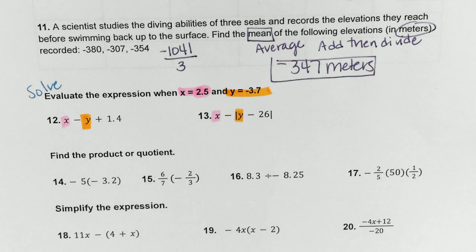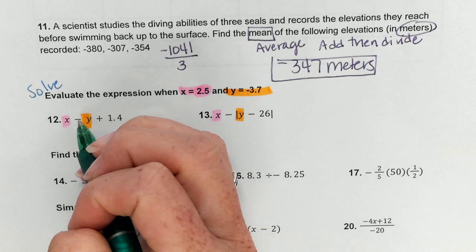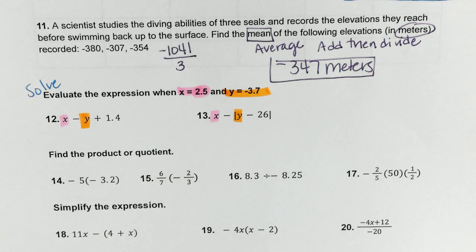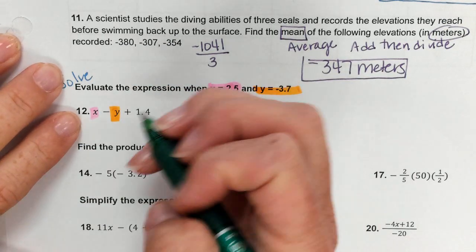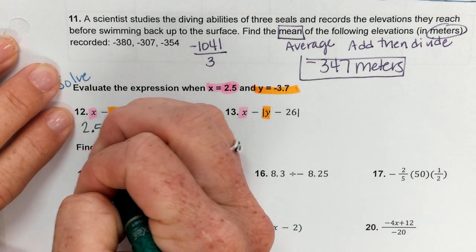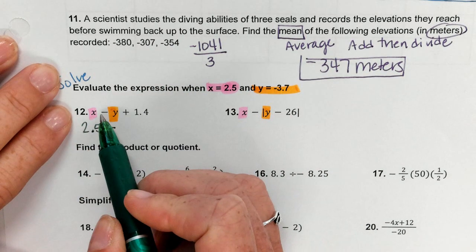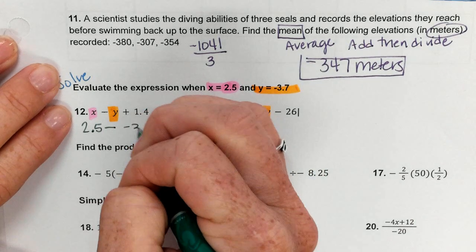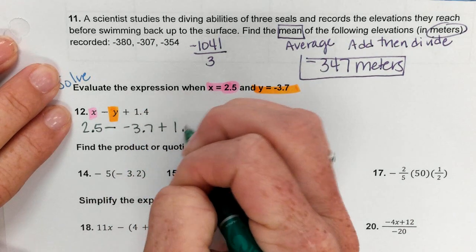All right, you're going to have to be careful because I do see this is going to be a minus sign and then a negative. So I'm going to have a minus negative. And yes, your calculator will do a minus negative for you. All right, so x. Instead of x, I write 2.5, minus, because the minus sign comes from here. Now I write the value of y, which is negative 3.7, plus 1.4.